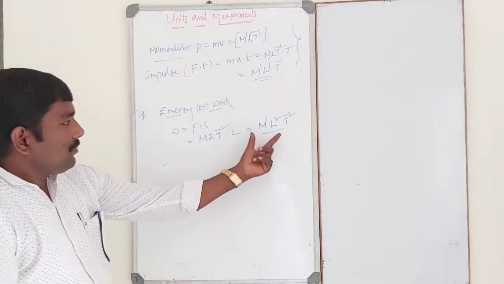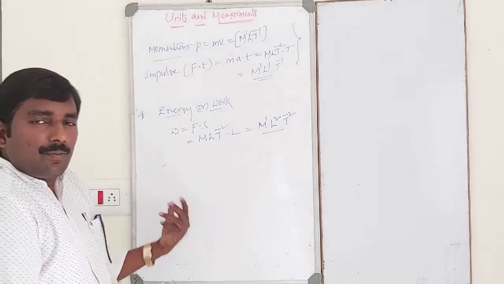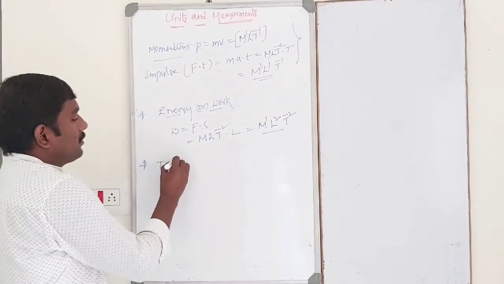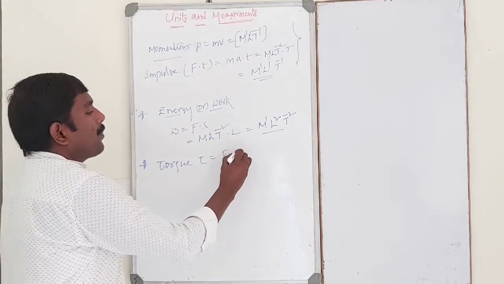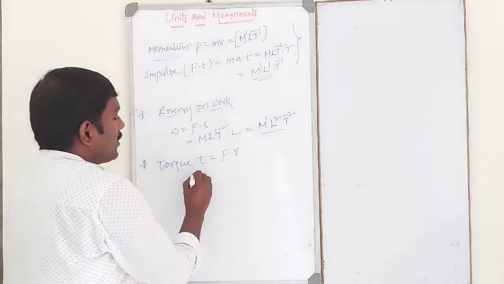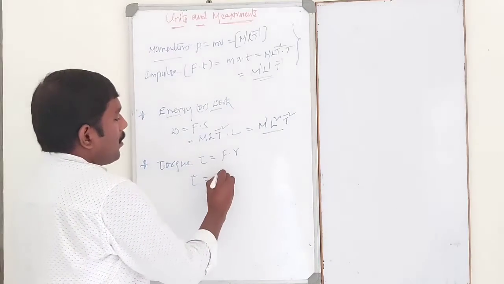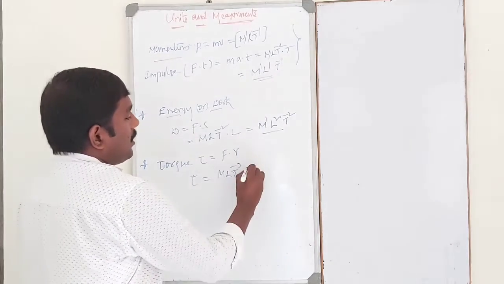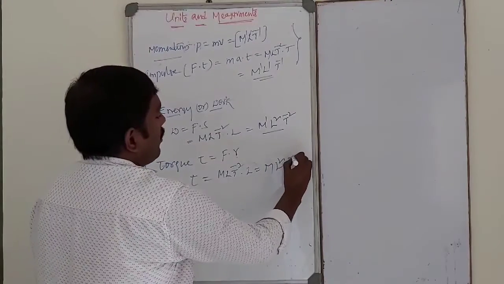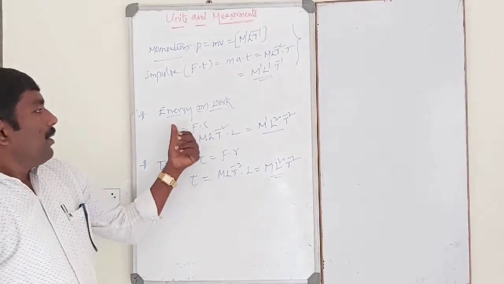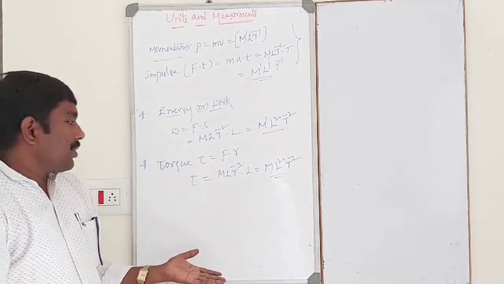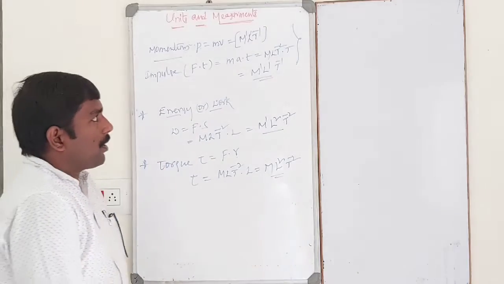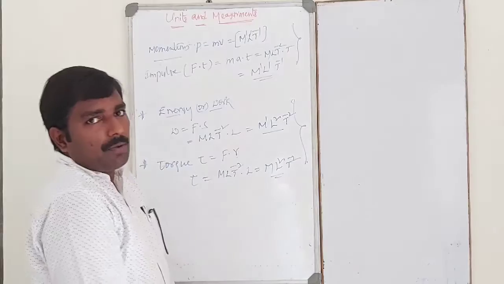Similarly, kinetic energy and potential energy have the same dimensional formula. Similarly, torque: tau is equal to force into perpendicular distance. Tau is the force dimensional formula, M L t power minus 2, and distance, that is L. So M L power 2, t power minus 2. So energy or work, kinetic energy, potential energy, torque, moment of force, couple, all have the same dimensional formulas.